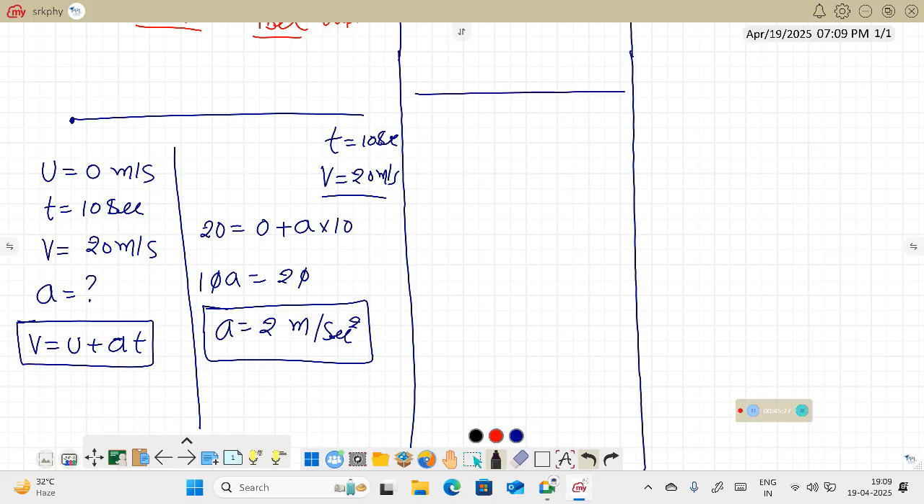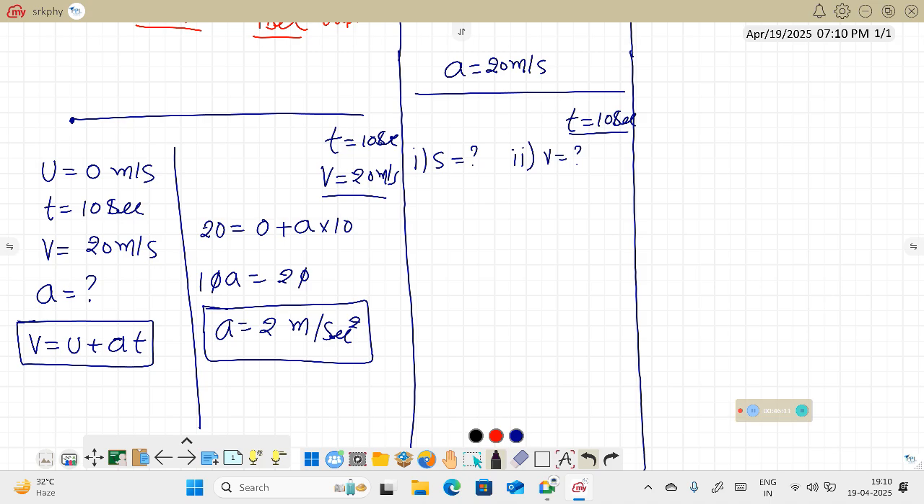A car is starting from rest, moving with a uniform acceleration of 2 meter per second square. After time t equal to 10 seconds, what is the distance traveled by the car? First question. What is the velocity of the car? Second question. After 10 seconds, what is the distance covered by the car? What is the speed of the car?